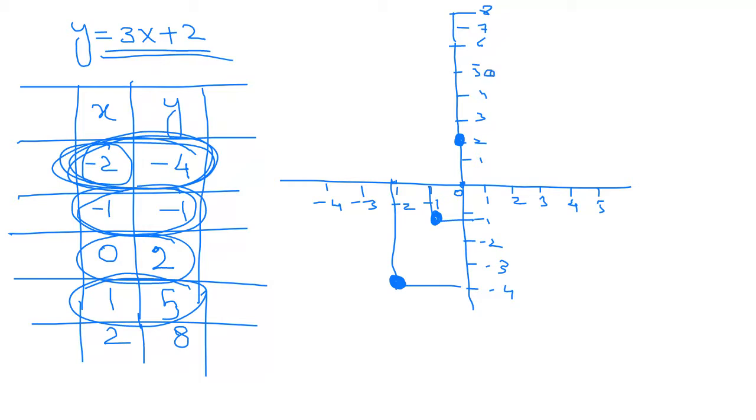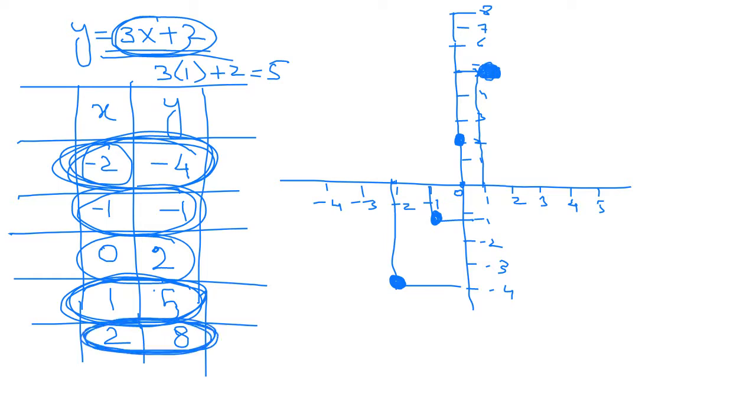Yes, Khalid. Doctor, how come 1 and 5? Okay, put x here: 3 into 1 plus 2 is equal to 5. So x is 1 here and y is 5, so this is the point. Okay, understand, doctor. Sorry. Okay, no problem.